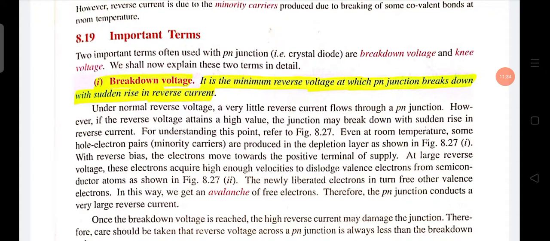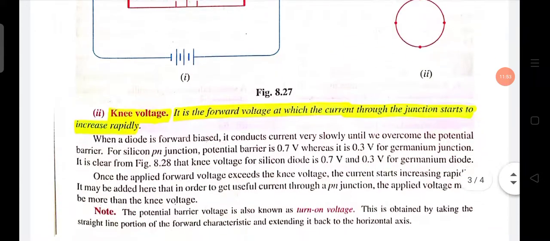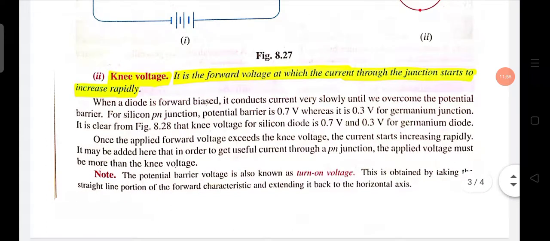at one stage the potential barrier breaks and there is a sudden rise of that reverse current, and that voltage point is called the breakdown voltage point. And knee voltage is the forward voltage at which the current through the junction starts to increase rapidly.